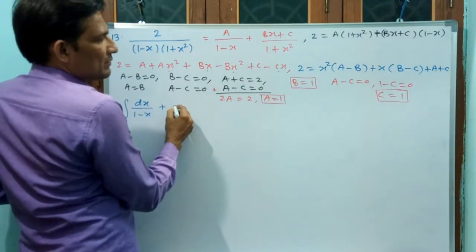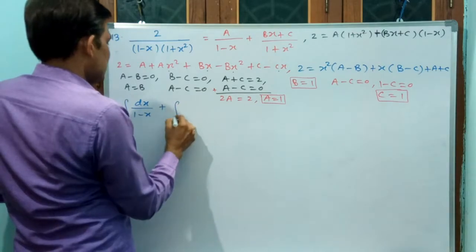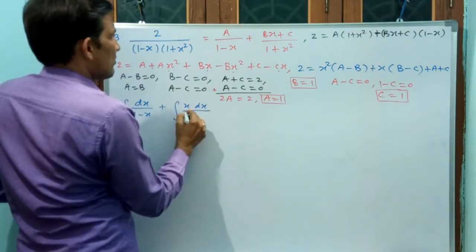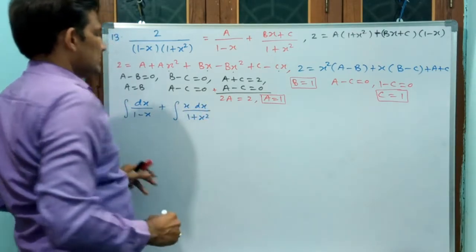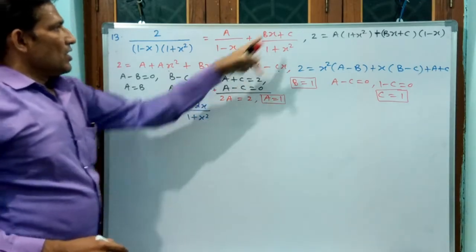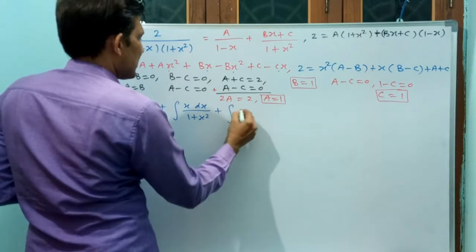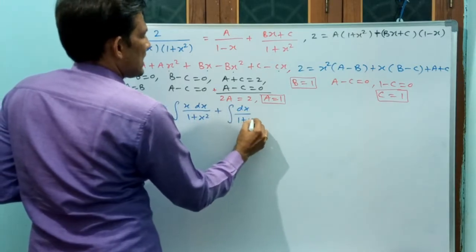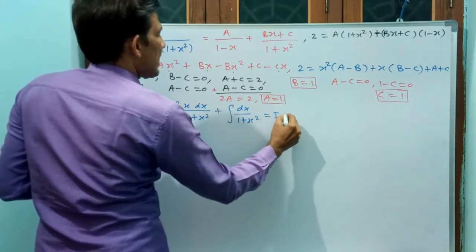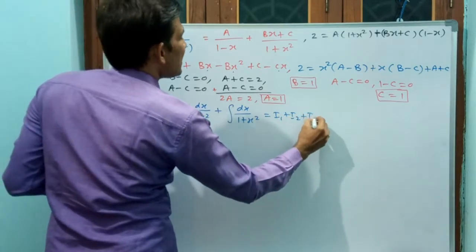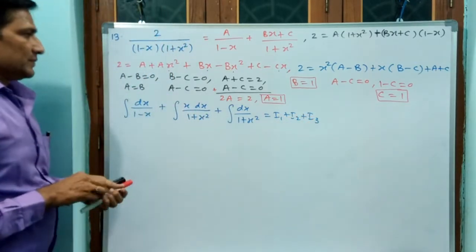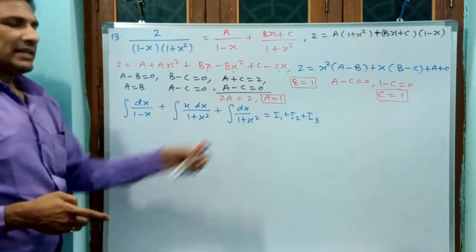b is what? b is 1. Then integral x dx by 1 plus x square, plus c by 1 plus x square. c is what? 1. Then again integral dx by 1 plus x square. This is equal to I1 plus I2 plus I3, like you take.